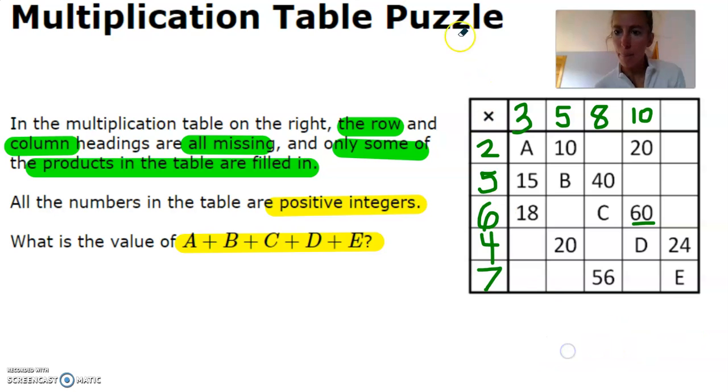Anything left in the puzzle to make sure it all works out? So I have my 10, that works, 2 times 5. 20 is 2 times 10. 15, 3 times 5. 40, 5 times 8. 18, 3 times 6. 60 is 10 times 6. 20 is 4 times 5.